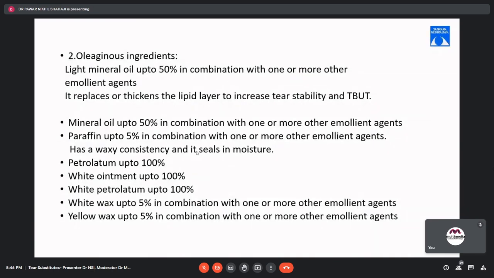The lipid formulations vary from other formulations where you have only topical drops, whereas here you have better ways of instilling these medications. So what are the ways in which lipid formulations are available?